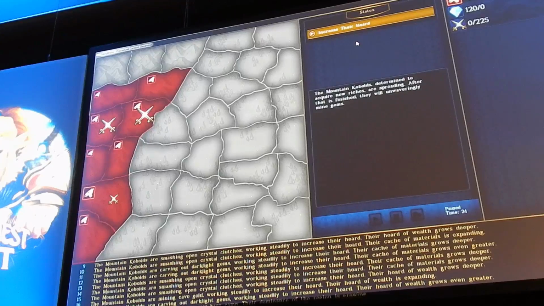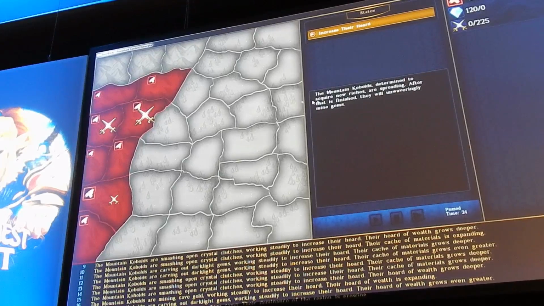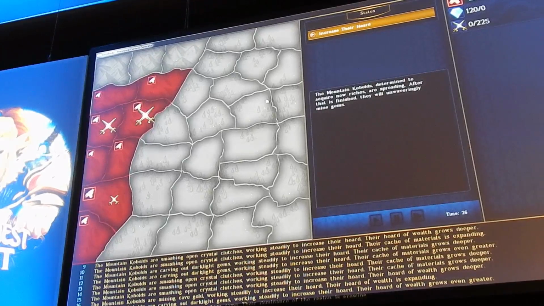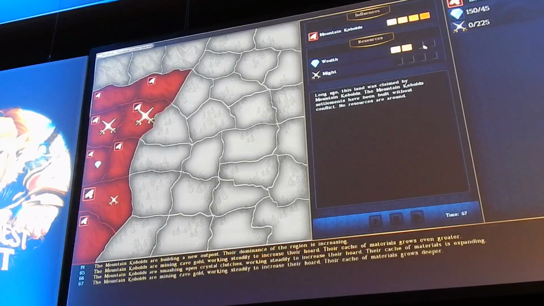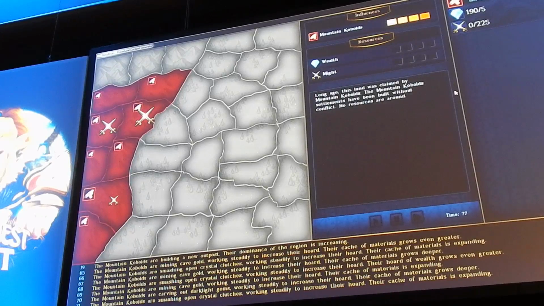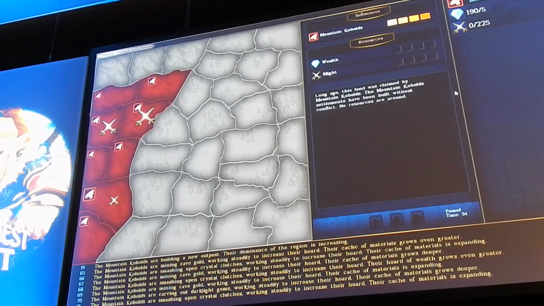What is interesting is that they react autonomously, and if we change the world, for instance, let's discover a new gold mine, they will immediately try to plunder it. This means that, for instance, if there is a caravan on a trade route that goes through the territory, they will attack it because the caravan is a source of wealth.